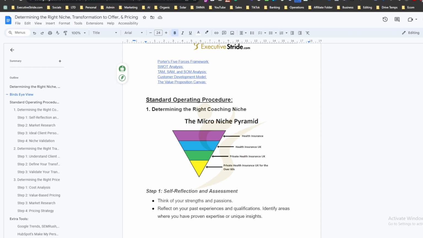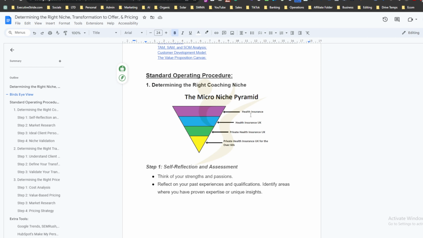All right, so here is a diagram, the micro niche pyramid. So here's what we see: health insurance, and then health insurance UK, private health insurance UK, and then private health insurance UK for the over 60s, right? As you can see, every level it's more dialed in, it's more honed in. And we like to say for every level, there's a different devil. So if you're just targeting health insurance, it's very broad, and your messaging, your offer, and everything is going to be a lot different than if you're specifically targeting private health insurance UK for over 60s, right?